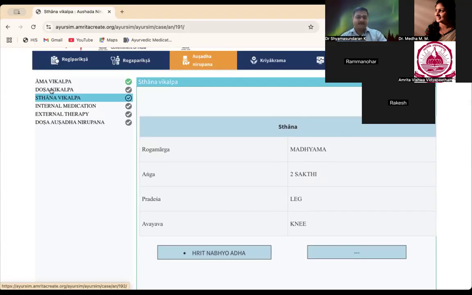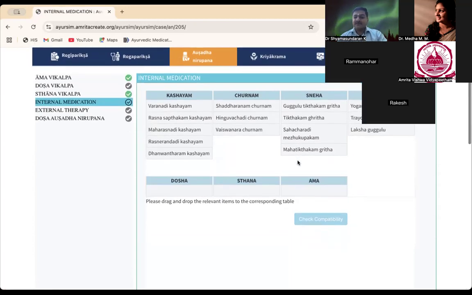Then based on Ama, Dosha and Sthana Vikalpa, you decide the internal medications of the patient. As soon as you see, for example, an osteoarthritis case, in your mind you may have a big list of medicines that comes to you. And in that big list, you may choose one or two medicines. This is how the logic works, right? Similarly here, we have the big list of kashayams, churnam, snehas, gulikas, all of that. Based on your assessment, you will choose the right one. So here it is a drag and drop method, wherein you have to choose the right medicine and drop it.